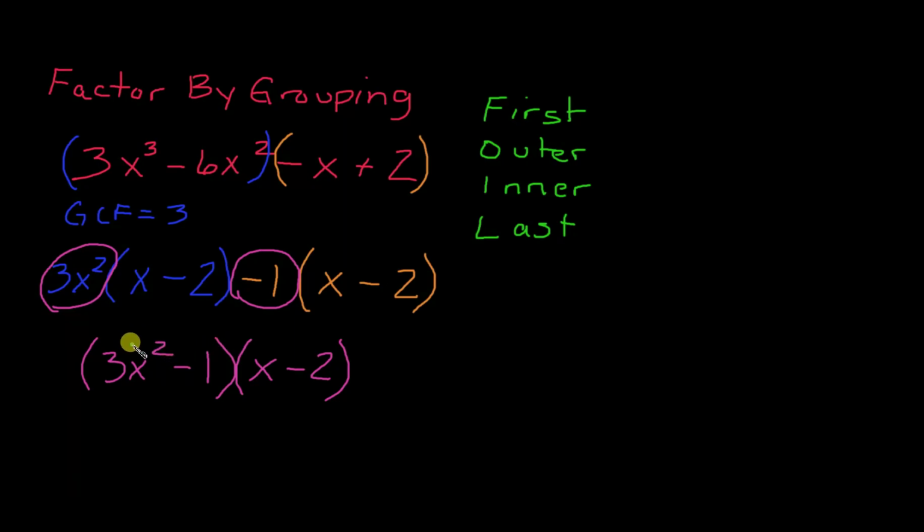You're going to take 3x squared and multiply it by x. So now you get 3x cubed. That's your first term, the first one here and the first one here. Now you're going to take your outer terms, which are 3x squared and negative 2. Negative 2 times 3 is a negative 6, and you have your x squared.